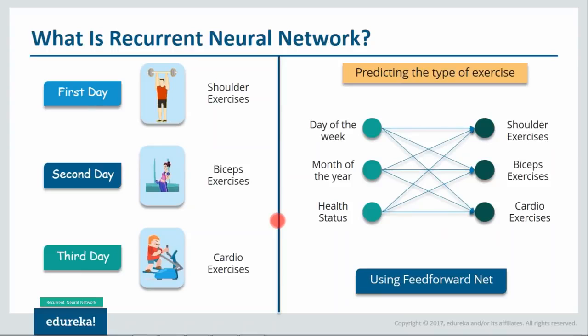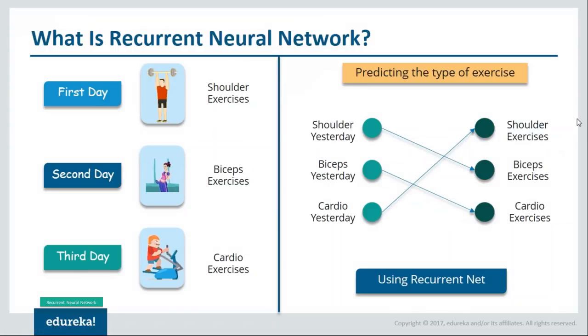Now what happens when we use a feed-forward network for predicting the exercise today? We'll provide inputs such as day of the week, month of the year and health status. And we need to train our network on the exercises that we have done in the past. After that, there'll be a complex voting procedure involved that will predict the exercise for us. And that procedure won't be that accurate. So whatever output we'll get won't be as accurate as we want it to be. Now what if I change my inputs and make my input what exercise I've done yesterday? So if I've done shoulder, then definitely today I'll be doing biceps.